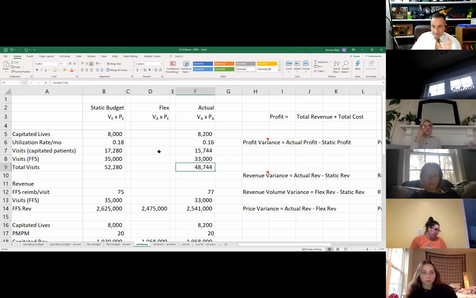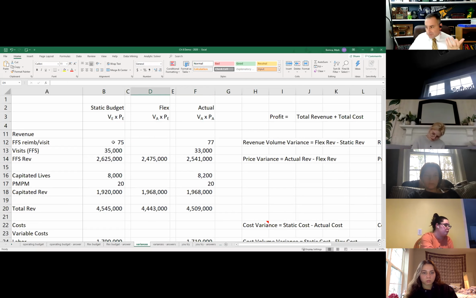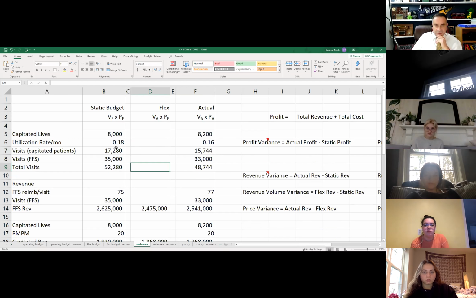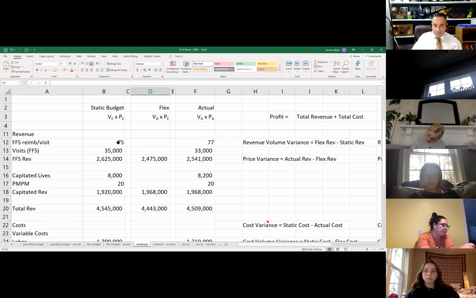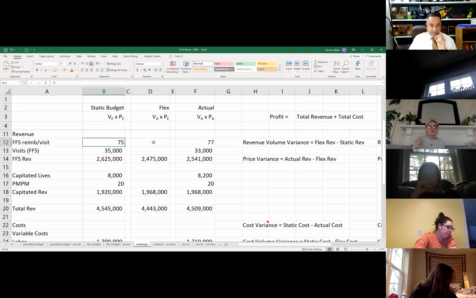Now the flex mixes the two together to allow us to do some comparisons and do our variance analysis, which we have over here. I'll get to that in a second. Then we go into the revenue portion of the budget, or the revenue budget as your book calls it. Because we're selling our services to patients in two different ways, we're going to break our revenue budget up into two sections: our fee-for-service revenue and our capitated revenue. Starting with the fee-for-service revenue, because it's simpler, we projected that we would earn $75 per visit for our fee-for-service patients.